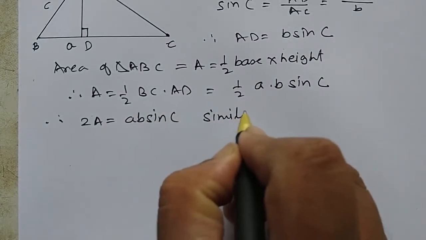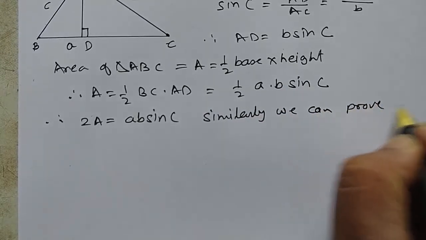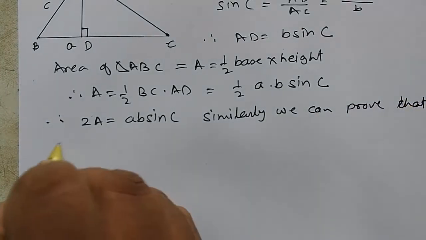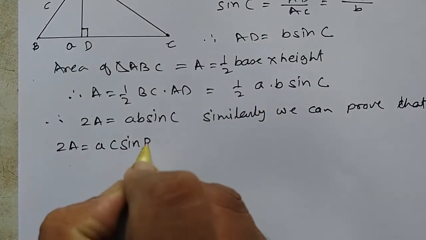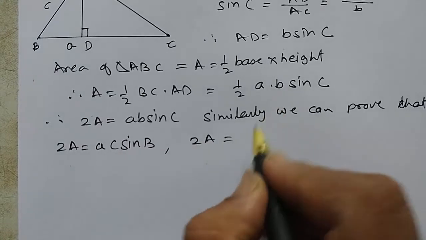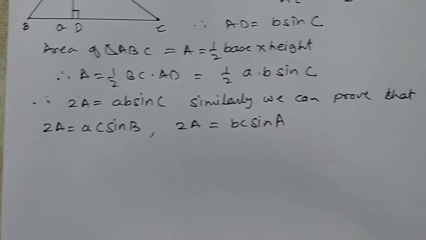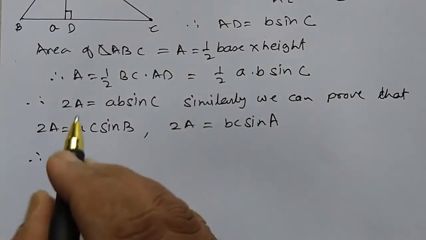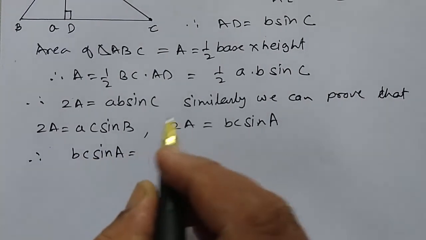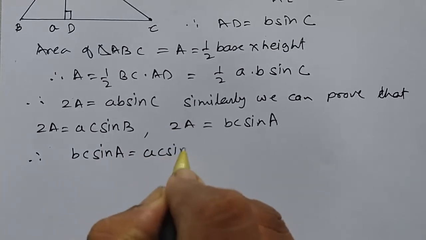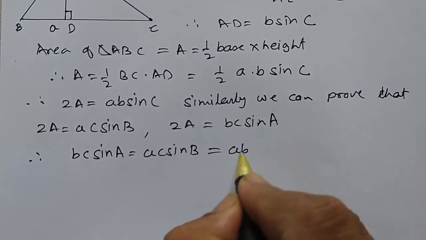Similarly, we can prove that twice the area is equal to AC sine B. Twice the area is equal to BC sine A. Therefore, BC sine A is equal to AC sine B is equal to AB sine C.